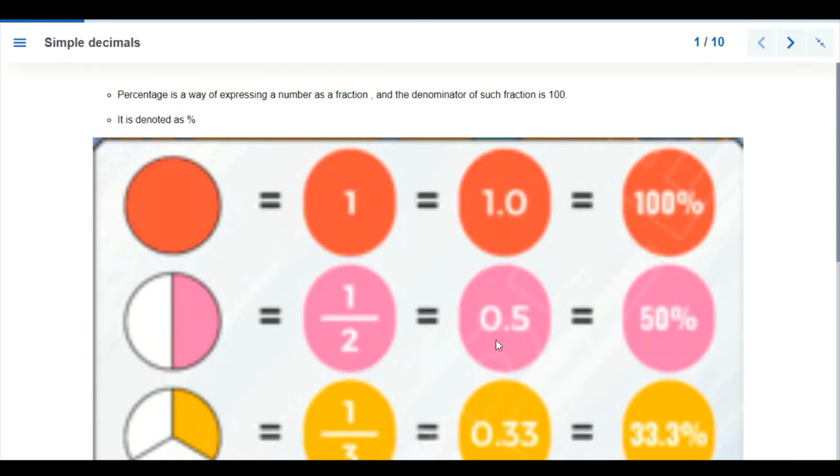So 1 over 2 changed to decimal is going to give us 0.5, and changed to percentage is going to give us 50%. 1 over 3 changed to decimal is going to give us 0.33. These are recurring decimals, it continues as 3333, so it's a recurring decimal, and the percentage is going to be 33.33%, whatever, like that it goes. So this gives us examples on how we can convert from fraction to decimal, then to percentage.